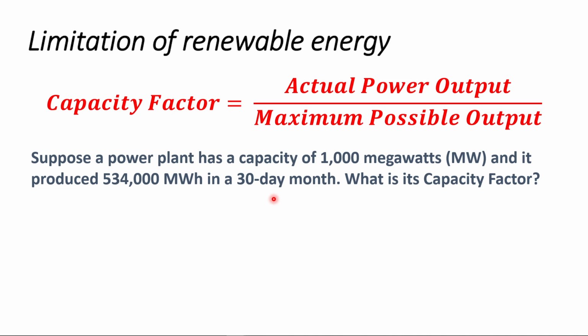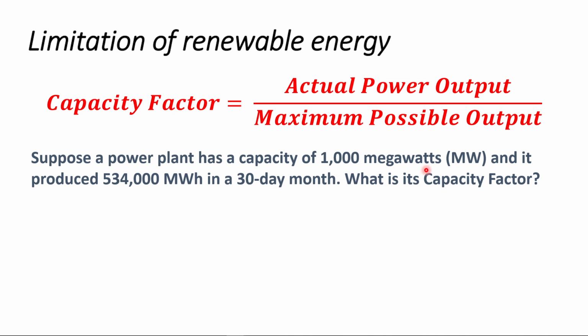Okay. So to think about that, we have to think about the capacity factor. Capacity factor is an industry index, and it's very simple. You take actual power output divided by maximum possible output. All right. So here's an example. Suppose the power plant has a capacity of 1,000 megawatts. What that means is, at its maximum, this power plant at its full potential could produce 1,000 megawatts at any given time.